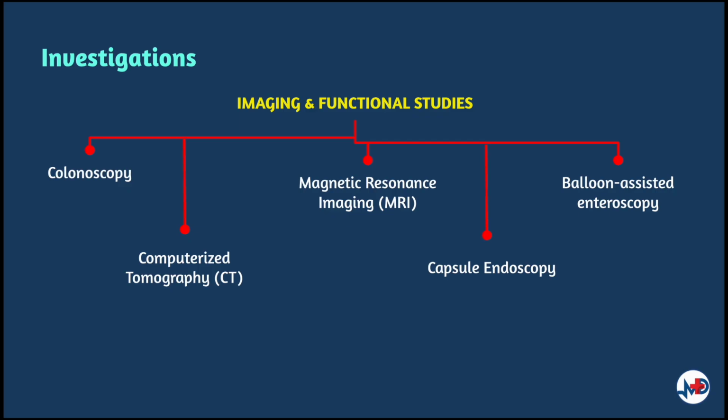An MRI scan uses a magnetic field and radio waves to create detailed images of organs and tissues. So MRI is particularly useful in evaluating a fistula around the anal area or small intestines as well.